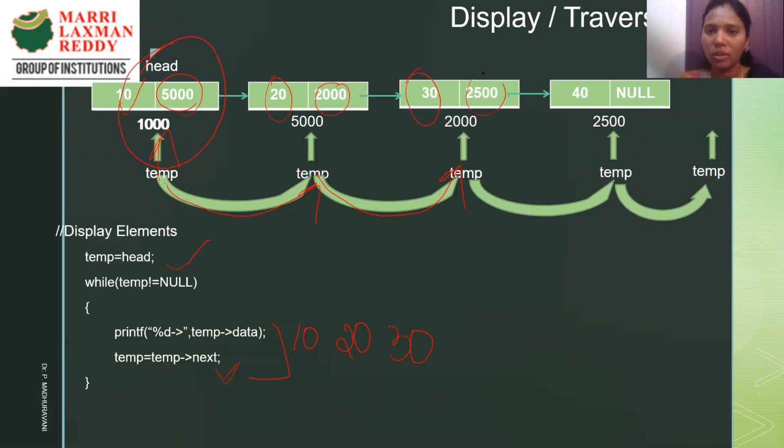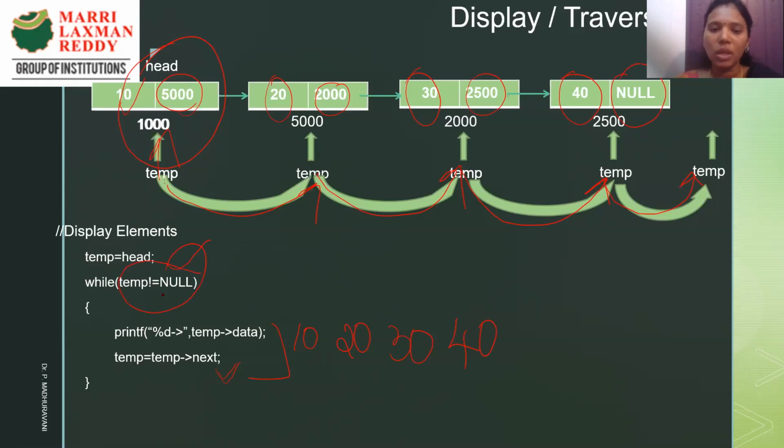What is temp arrow next? That is 2500. Now moving temp from 2000 to 2500. Now here, what is temp arrow data? 40. That we are printing as 40. Now moving temp to next. So what is temp arrow next? That is null. So this we are repeating until temp is not equal to null.